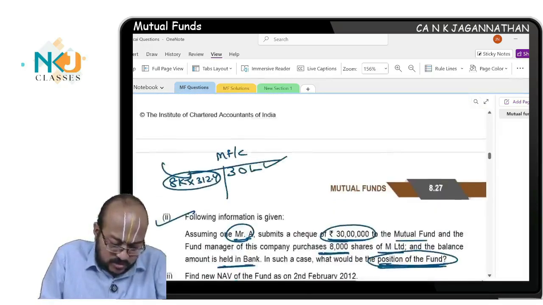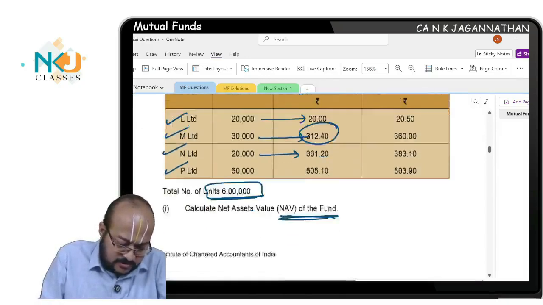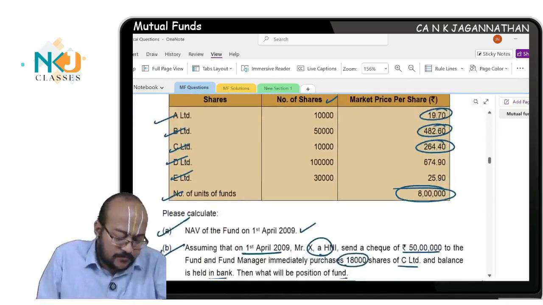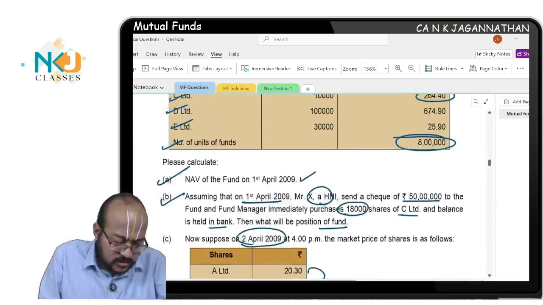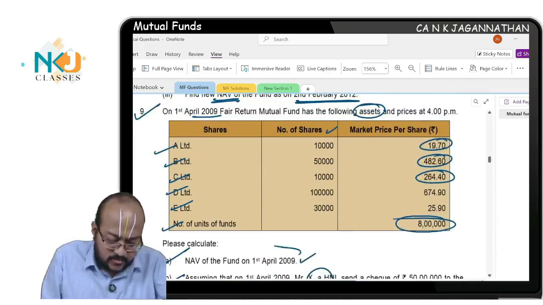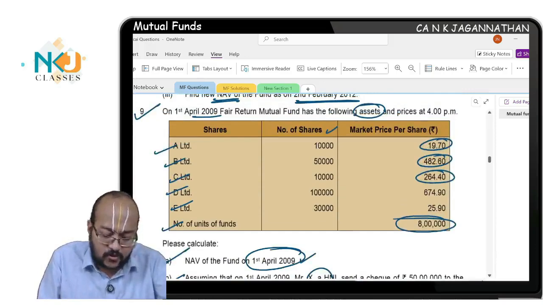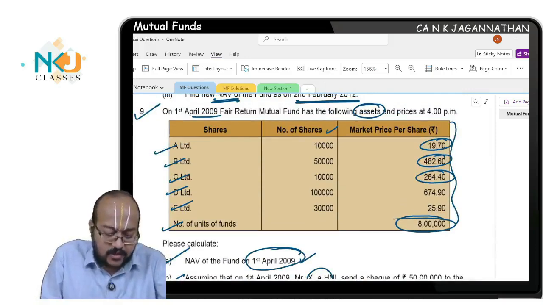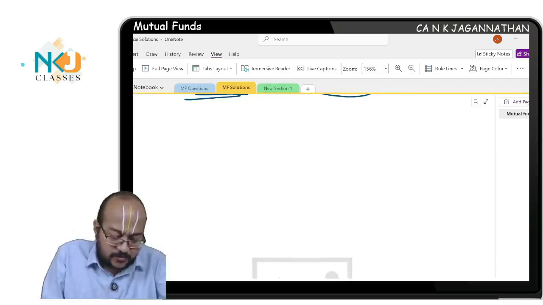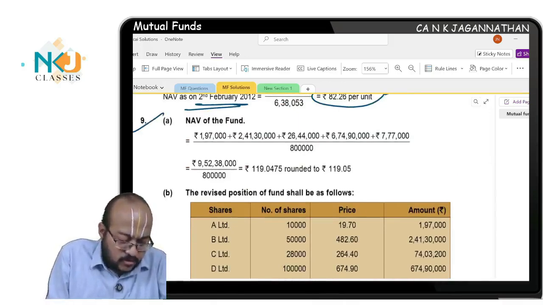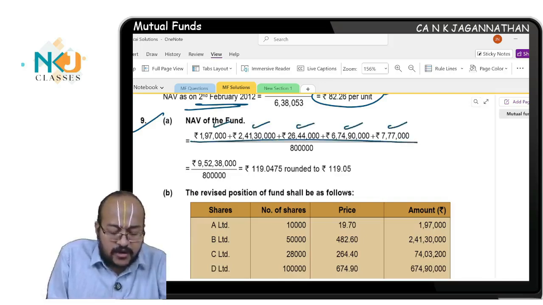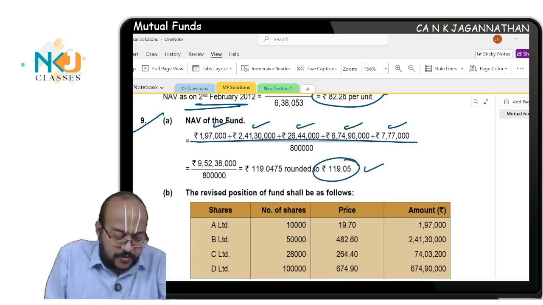This is a similar question, I think the previous question also, yes, exactly the previous question we solved like this. Okay, anyway, we'll check out the solution. See, very simple. First, you need to find the NAV as on 1st April. Opening NAV, they've asked us to find out, and this is the market price given. Okay, the investment market price given for these investments. See here, question number 9. So, what do you do? Simple. All the market value you add divided by number of units outstanding, okay, you will get the NAV, opening NAV.